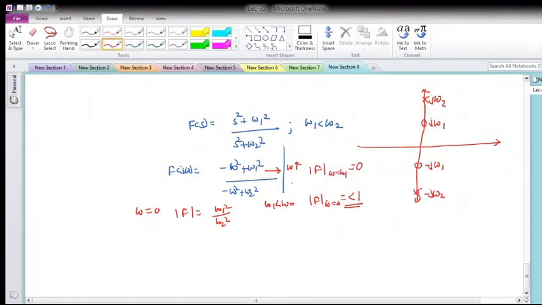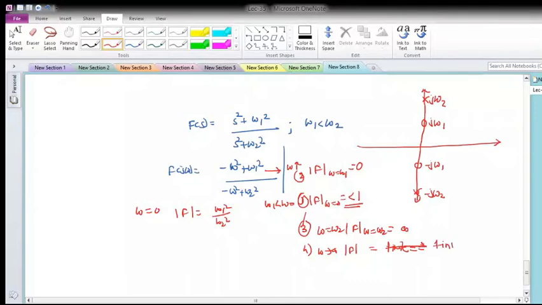It will become 0. This is the first situation, this is the second situation. What will happen in the third situation? When omega crosses omega 1, the magnitude increases again, and when omega is equal to omega 2, the magnitude will be infinity. Now omega becomes infinity. What is happening with the magnitude as omega tends to infinity? It will be finite, near to 1.